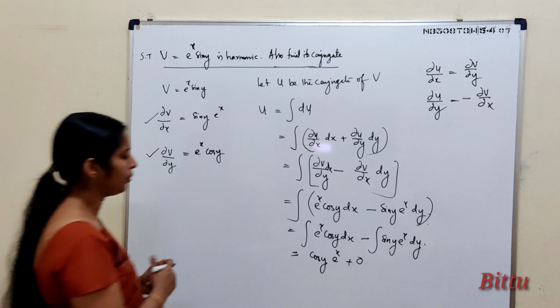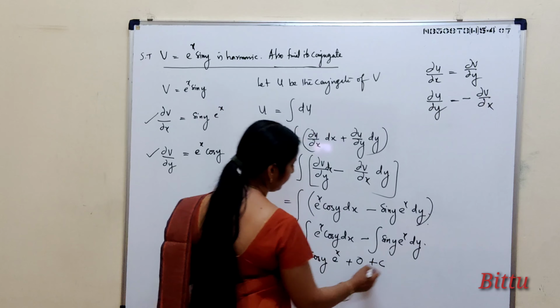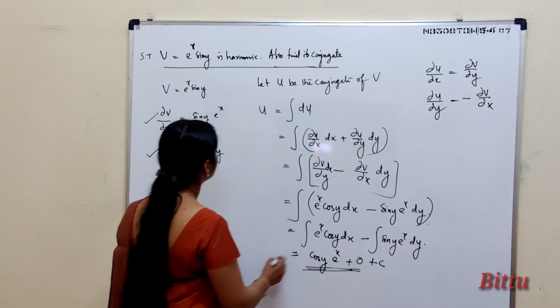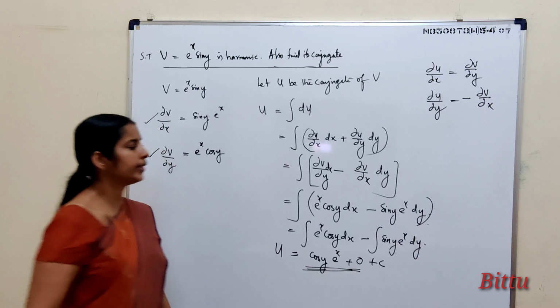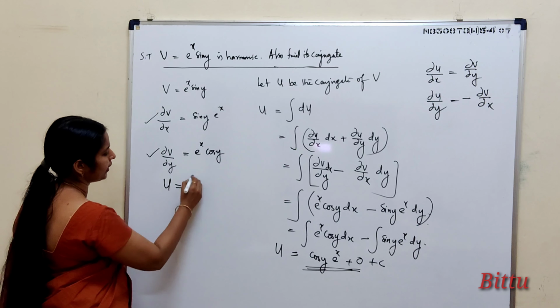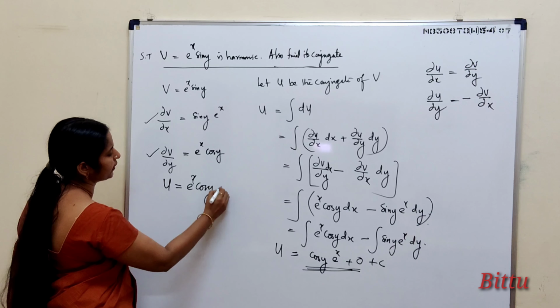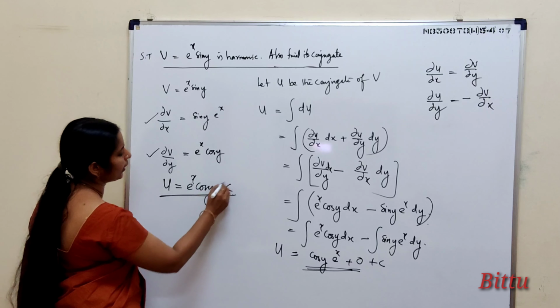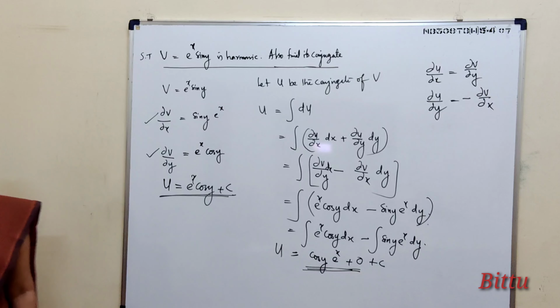And after integration, you put a constant c. See, now integration is over. So the conjugate of the given function u is e raised to x cos y plus c. Don't forget to write the integration constant c.